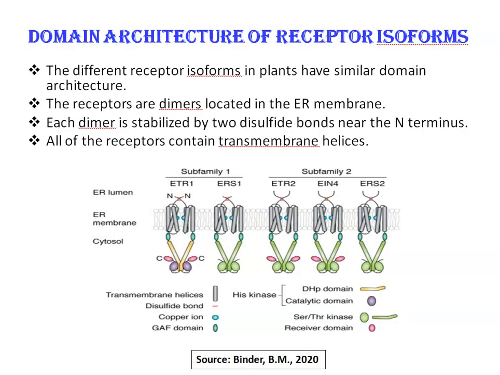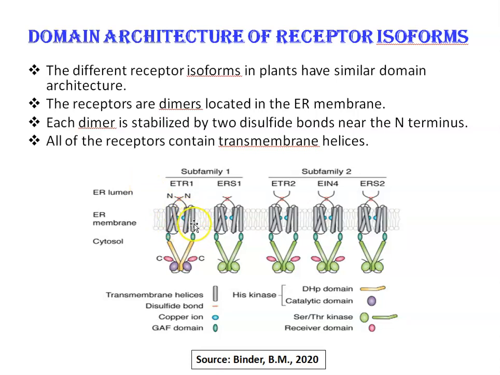Next is the domain architecture of receptor isoforms. Different receptor isoforms in plants have similar domain architecture. Just look at this diagram. These 5 are receptor isoforms, right? ETR1 and ERS1 belong to subfamily 1, and ETR2, EIN4 and ERS2 belong to subfamily 2, right? Now, this is the endoplasmic reticulum membrane, right? This is the cytosol and the endoplasmic reticulum lumen.